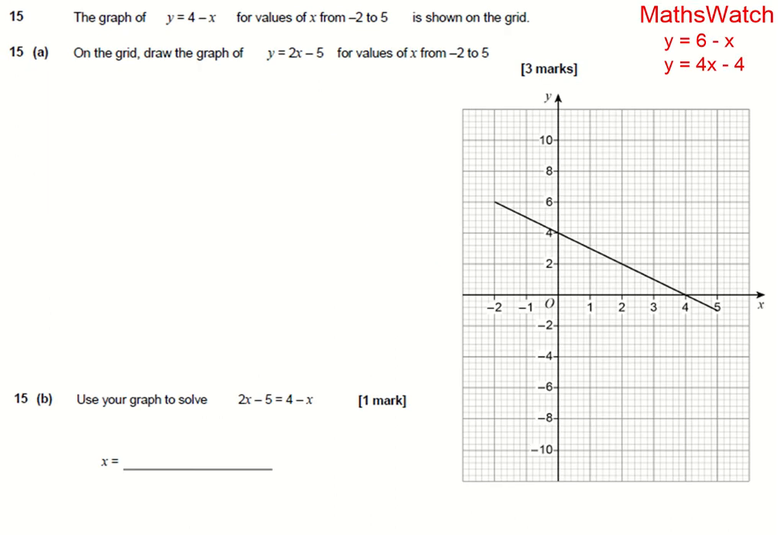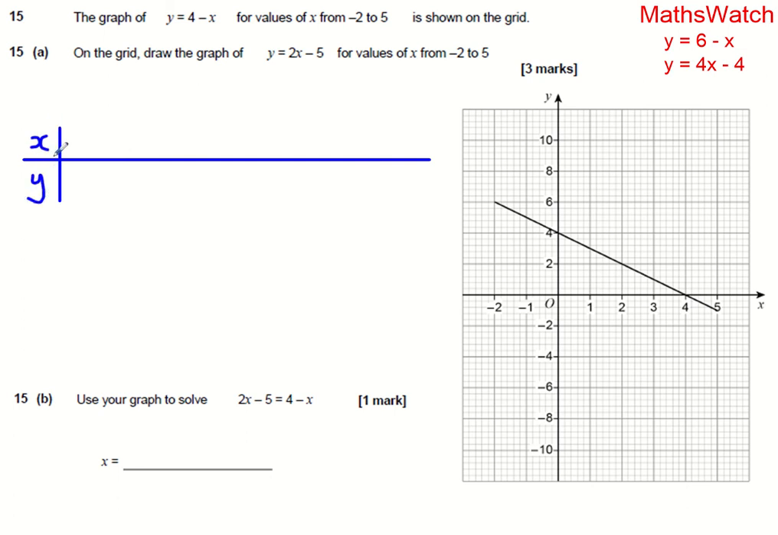Question 15. The graph of y equals 4 minus x for the values of x from -2 to 5 is shown on the grid. Part A. On the grid, draw the graph of y equals 2x minus 5 for values of x from -2 to 5. So we're going to need to work out coordinates in order to draw that line. So I'm going to draw a table for us to fill in. The table is going to include x and y values.